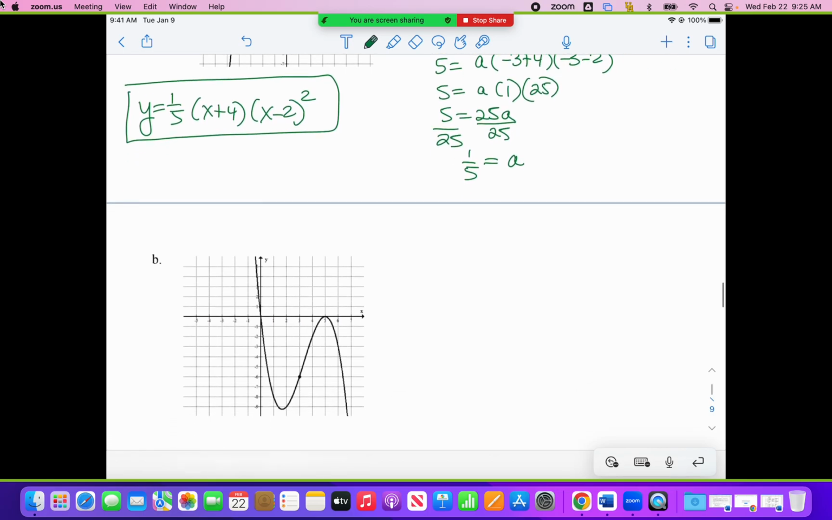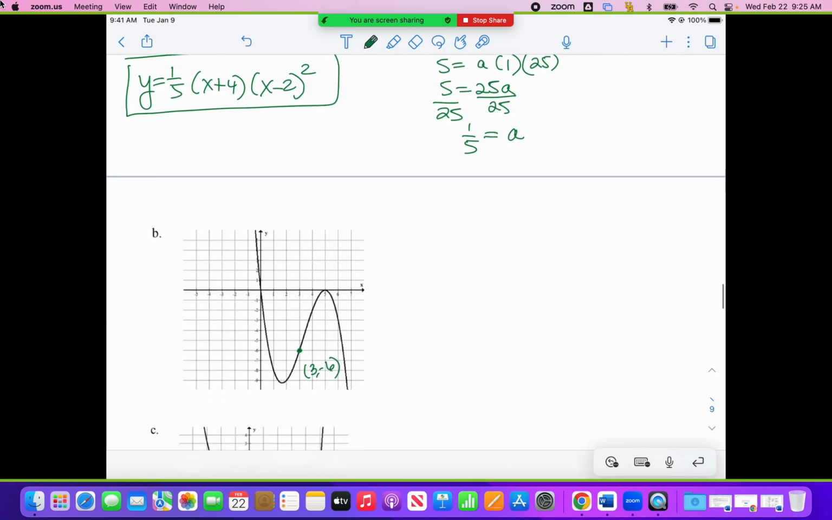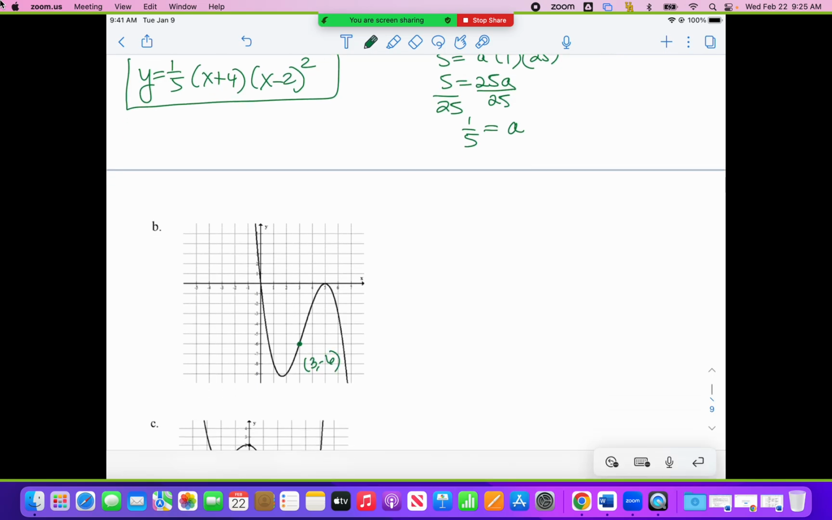All right, let's take a look at letter B. So what I want you to do is identify your x-intercepts. Think about whether it's a double root or a single root, and then try to write the factors. And on this one, do you see I made a dot at 3, -6? So try letter B, and if you're a fast worker, go on to C. Let's see how far you can get.